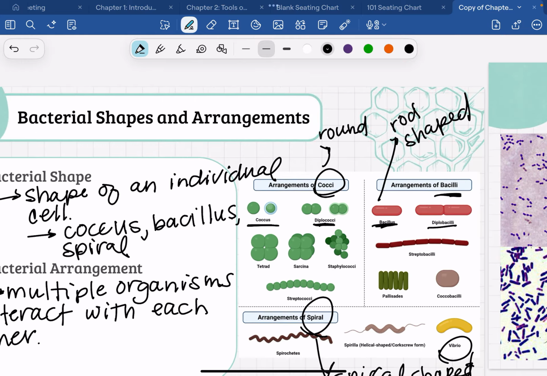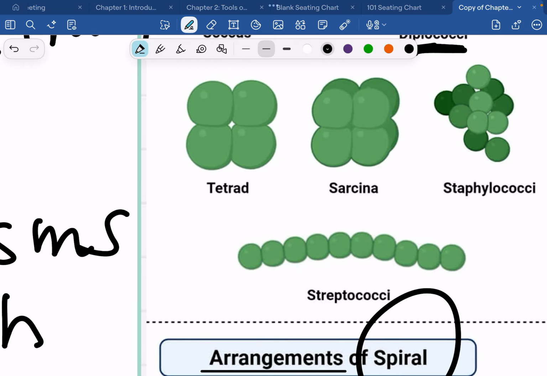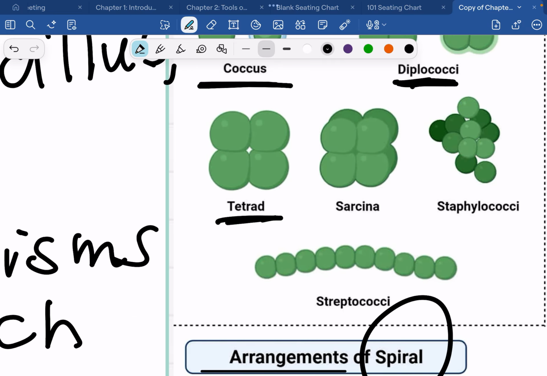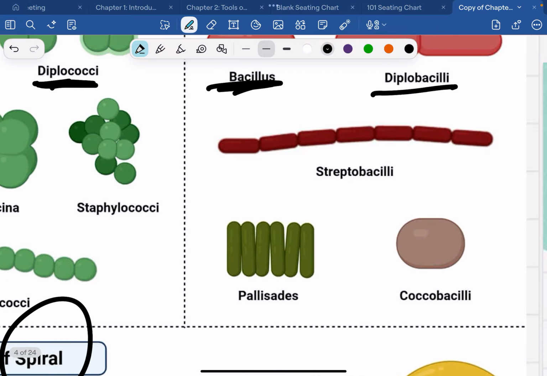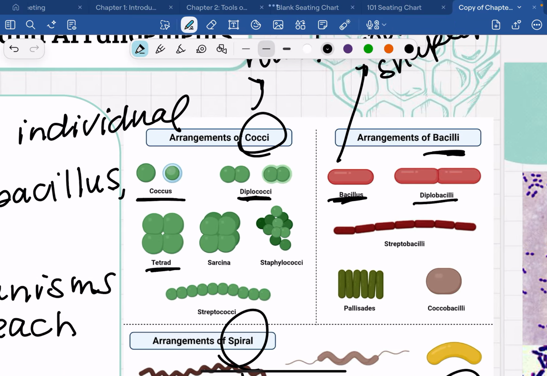Okay. So diplo means 2. You can also have tetrads. What does tetra mean? 4. Tetra means 4. So a tetrad is 4 bacteria stuck together. Okay, so you get a little 4 groups. And you usually only see tetrads in cocci. You don't really have tetrads over here, but a tetrad is another one.